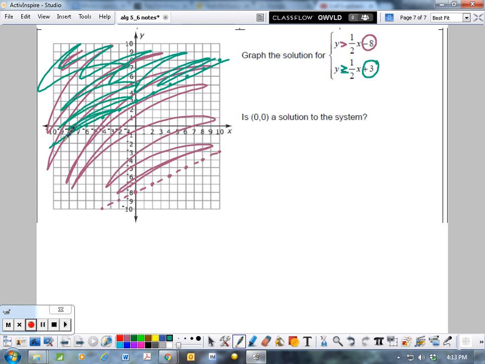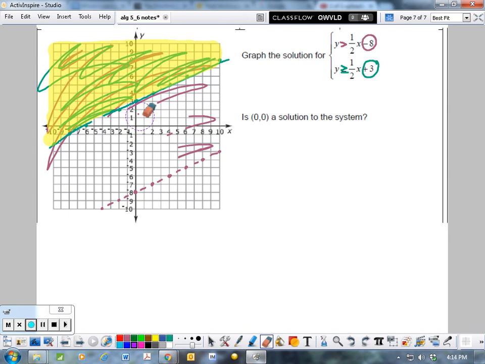I highlight the portion where only the purple and green are overlapping, or turquoise, teal, whatever you want to call that. And so I can erase all the other shading. And then I check the one point. Is (0, 0) a solution? Well, (0, 0) is right here. It's not in my shaded area, so the answer is no. And that is it for chapter 5.